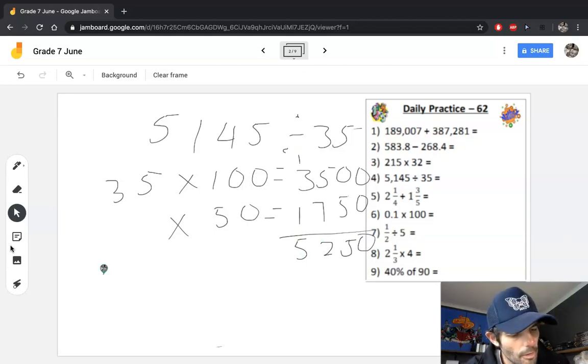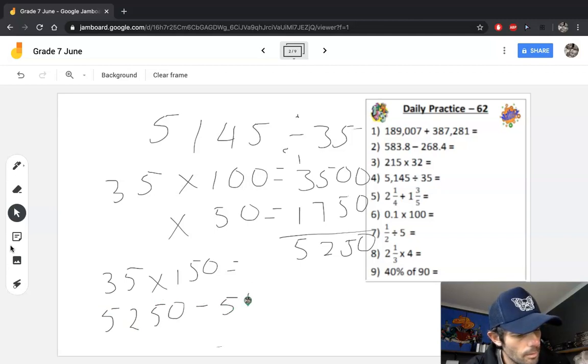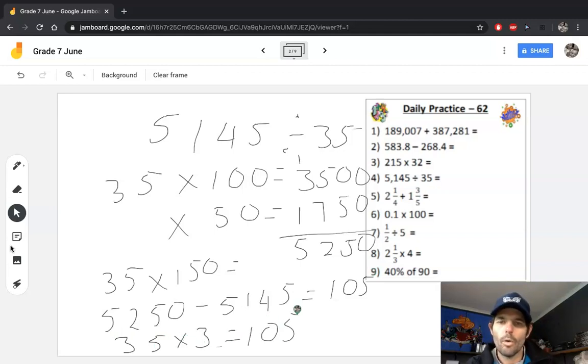So I now know that 35 multiplied by 150 equals 5,250. But that's too much. Okay, so how much is too much? Well, we can simply do a subtraction sum to figure that out. Okay, and if you figure that out, you'll notice that that is 105. And we know that 35 multiplied by 3 equals 105. So therefore, I need to take off 3 groups of 35 from 150. Okay, and that will give me an answer of 147.